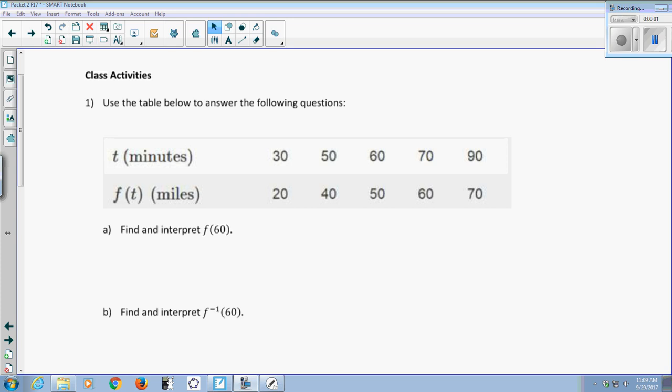Lesson 18, class activities for Math 107. Use the table below to answer the following questions. Find and interpret f of 60.